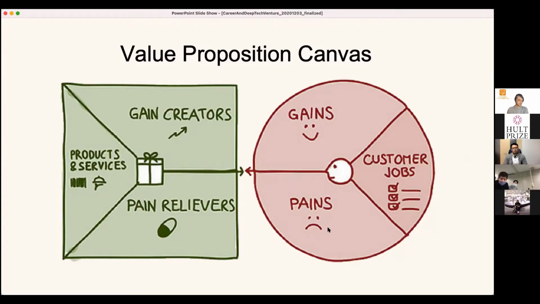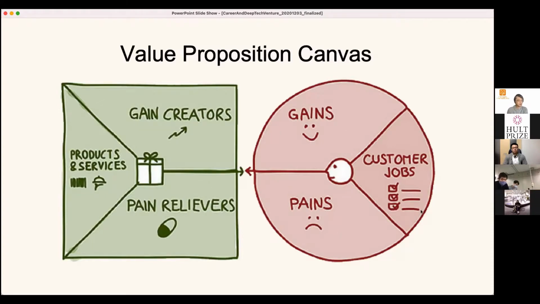And the gains and pains are... the gains is the gain that can be provided by this service. And the pain, I'm sorry, the gains is the gain from this job. So like moving from point A to B, the gain is they can reach point B and do something or meet someone or something like that. That's the gain.